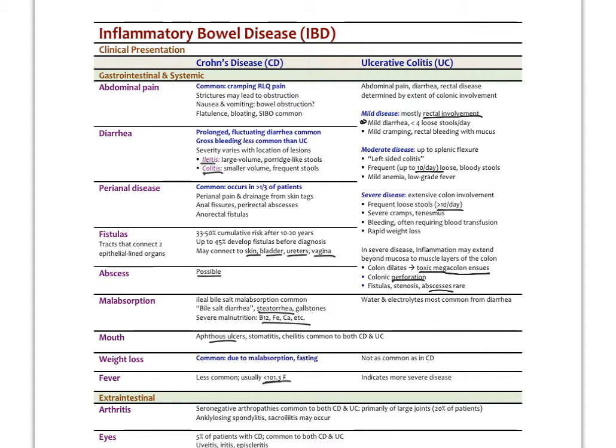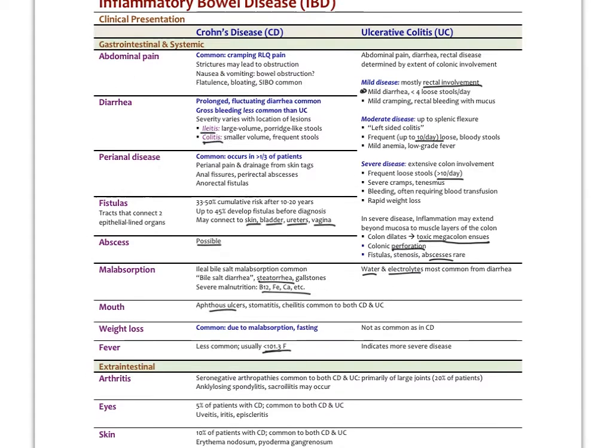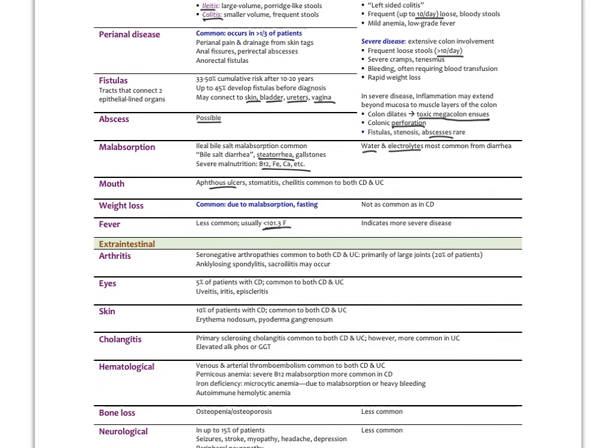And typically, comparing UC to Crohn's, we see in ulcerative colitis much more water and electrolyte deficiency and malabsorption as opposed to all the vitamins and everything else. So a lot less severe malabsorption in UC than in Crohn's. Weight loss is not going to be as common in UC as in Crohn's because of that. And fever, again, in UC is going to indicate more severe disease.